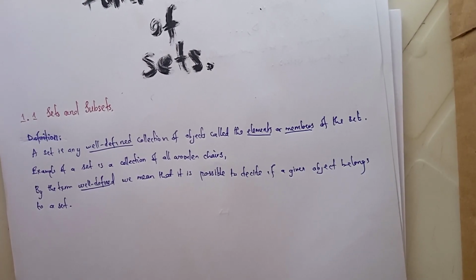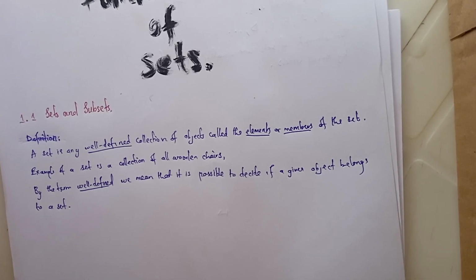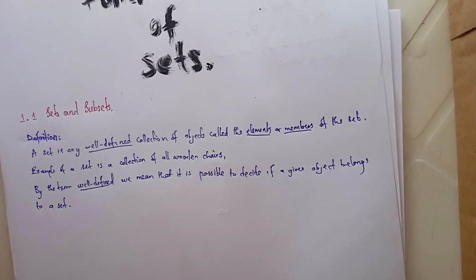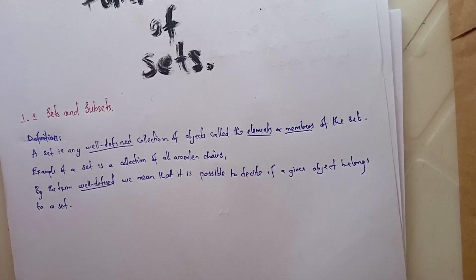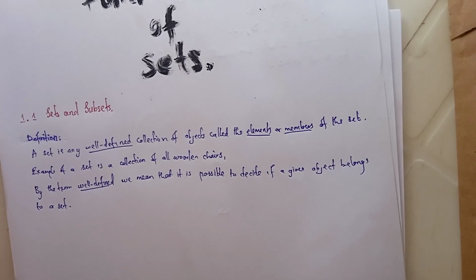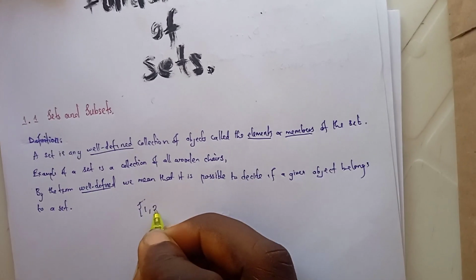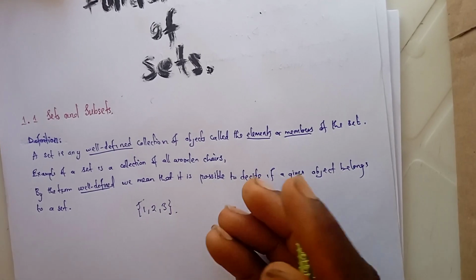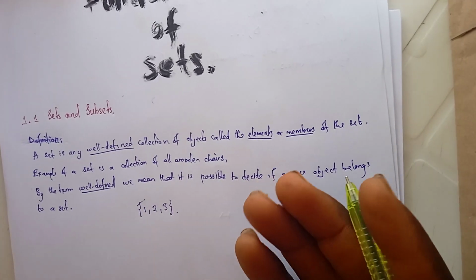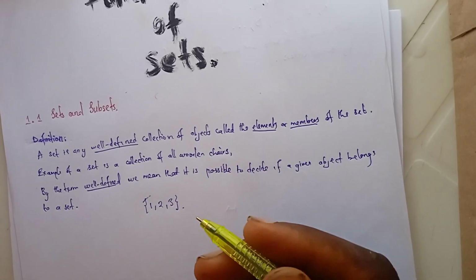Now, one way of describing a set that has a finite number of elements is by listing the elements of the set between braces. Thus, the set of all positive integers that are less than 4 can be written as {1, 2, 3}. The set of all positive integers that are less than 4. You see, this is a set, a collection of integers.